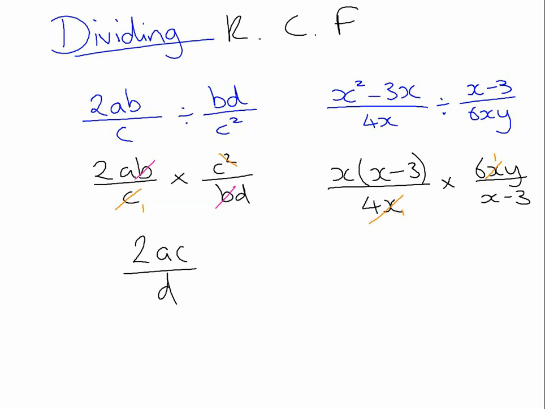Okay, the 4 and the 6, they share a factor of 2, so let's divide both by 2, and we have that. Now, the x minus 3s, that's a factor of top and bottom, so we can divide that. Let's put 1s, and that's it. So we've got x times 1 times 3 times 1 times y, so that's 3xy. And on the bottom we've got 2 times 1 times 1, which is 2. I think that's it. Yeah, that is.